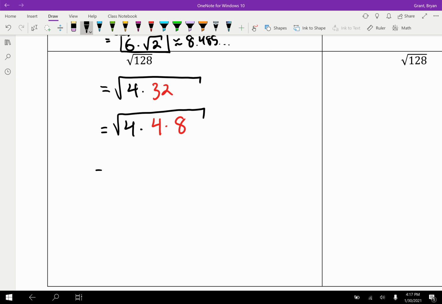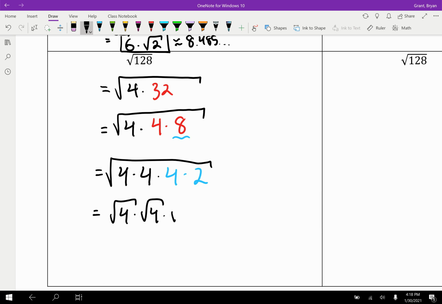That's exciting. So let's go a little bit further, and there's going to be a lot of 4s here, I guess. And we look at this and say, okay, we have 4, but what about this 8 at the end? I think 8 can be written as 4 times 2. And now I think we can get our answer because we have the square root of 4, the square root of 4, another square root of 4, and then square root of 2.